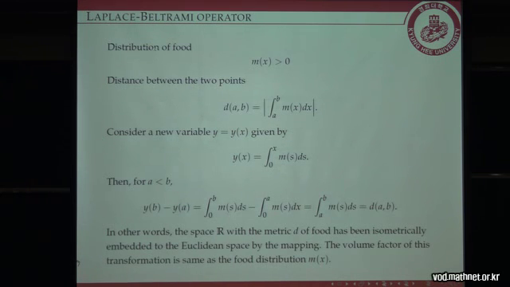So just consider this distribution of food, the density of food, and then we can define the distance between 2 points like this. First of all, we consider some new variable y. So y is like this. And then we have some simple formula. The metric is described by this new variable, just the difference between these two variables.